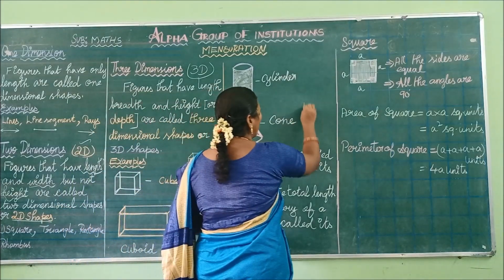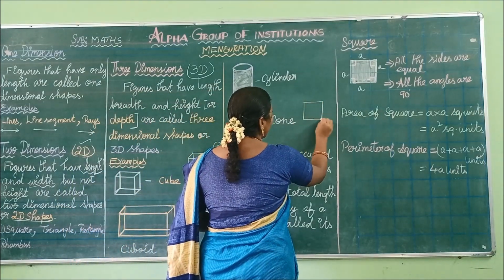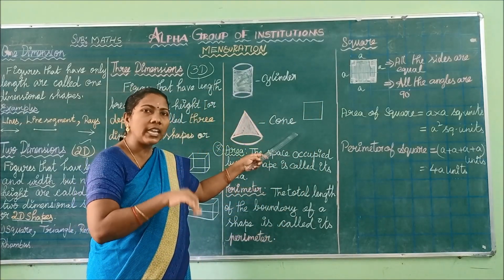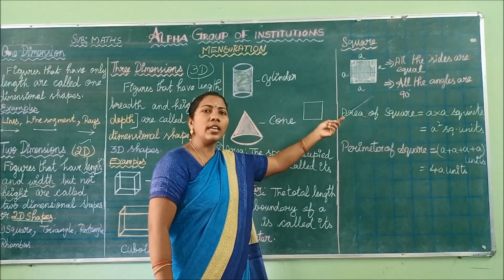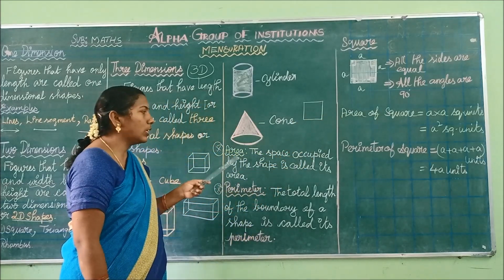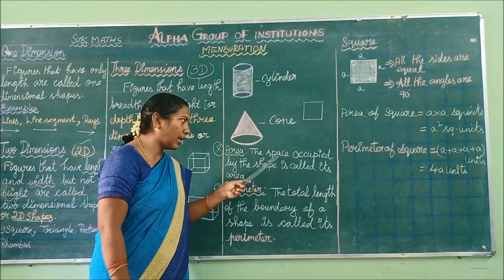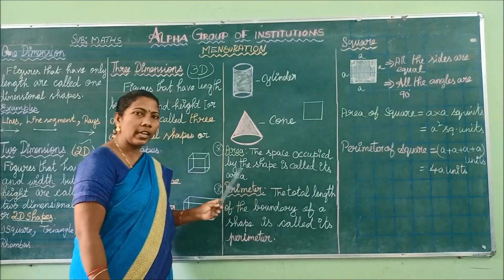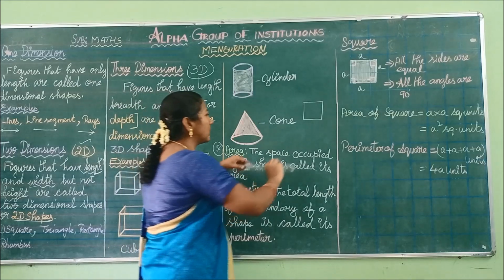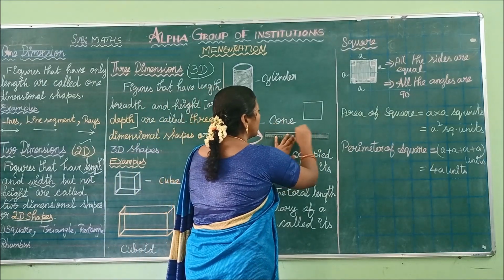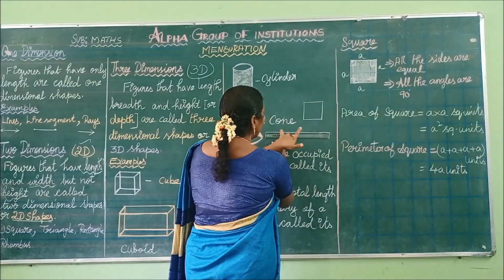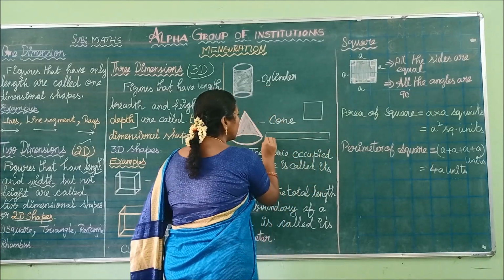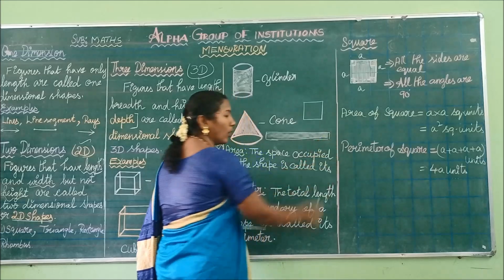Suppose here I am drawing one square. The space occupied by this square is said to be its area. Next we are going to see the area of a square. So what is the area? The space occupied by the shape is called its area. Suppose I place the scale on the board, it occupies some space. So this space is the space occupied by this scale. So this is the area of this scale.